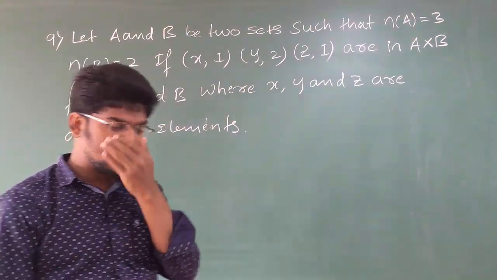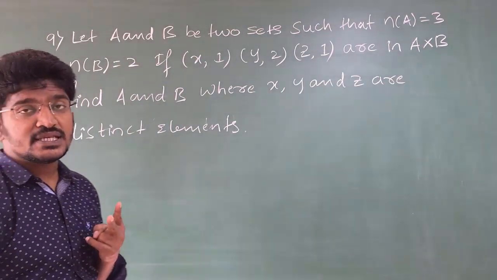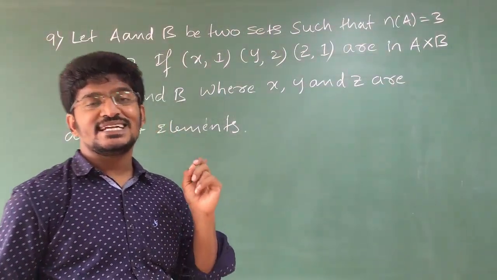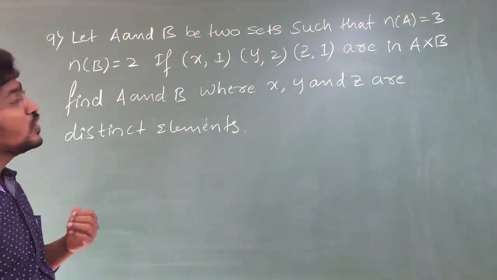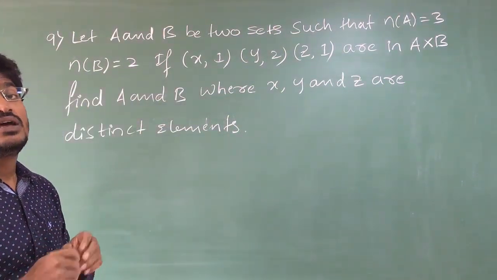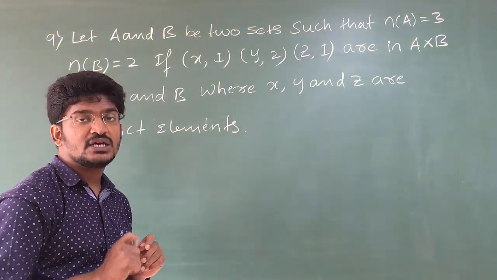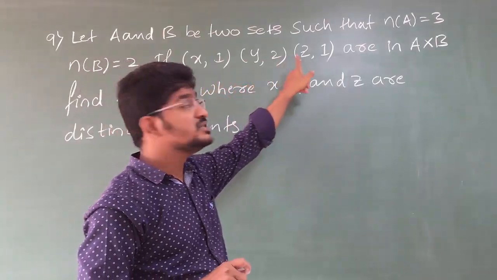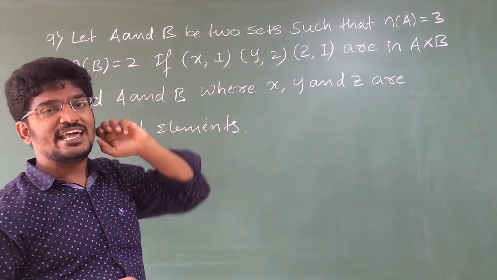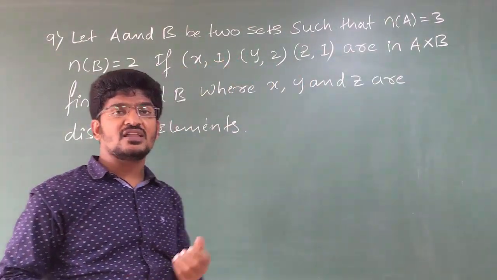distinct elements. That means here what they are telling, there are two sets A and B. In set A there are 3 elements, in set B there are 2 elements, and using those two sets they have calculated the cross product. In that cross product, (x, 1), (y, 2), (z, 1) are the elements. These 3 ordered pairs are the elements.